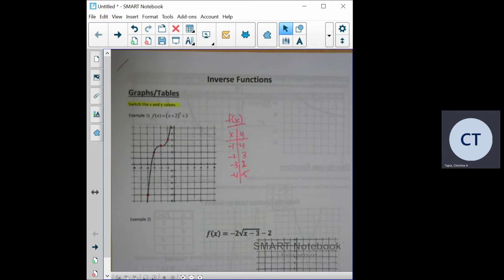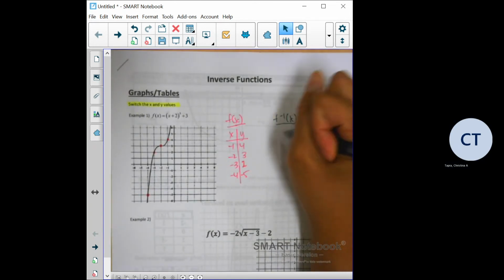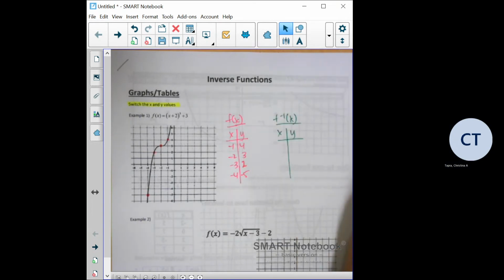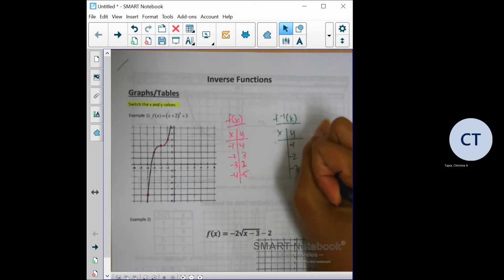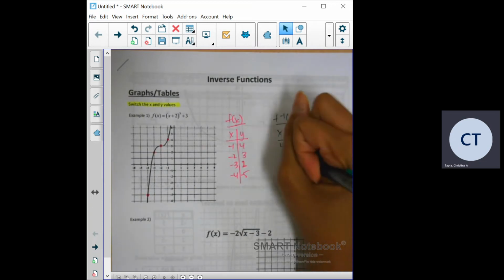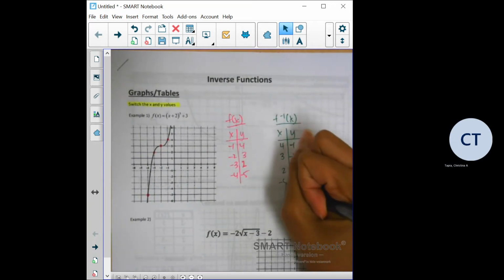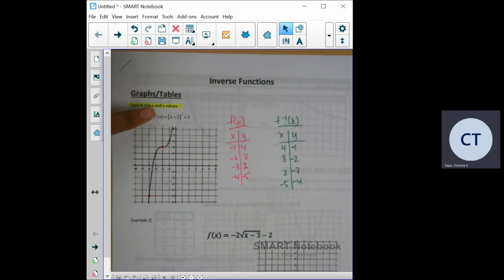So I have all of those points. If I want to graph the inverse, all I need to do is switch the x's and y's. So that x and y table that I created, I'm just going to switch the values. So for my inverse, this is going to be another x and y chart. The x's now become the y's, and the y's now become the x's. This is the chart in green for my inverse function for this guy here.